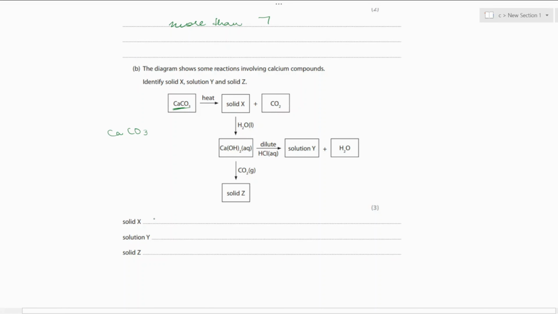Calcium oxide, right? The solid is calcium oxide. This calcium oxide then dissolves in water to make calcium hydroxide. Okay? Now, calcium hydroxide is added to HCl. We have to do the reaction of calcium hydroxide with HCl. What would be your product?